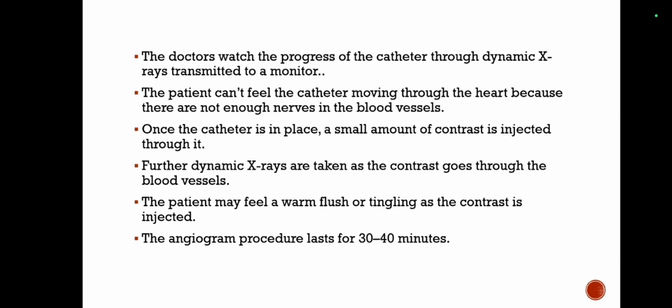And then, usually, the patient cannot feel the catheter moving through the heart because there are not enough nerves in the blood vessels. And next, once the catheter is in place, a small amount of contrast is injected through it. Further dynamic X-rays are taken as the contrast goes through the blood vessel. The patient may feel a warm flush or tingling as the contrast is injected. So this procedure will take around 30 to 40 minutes.